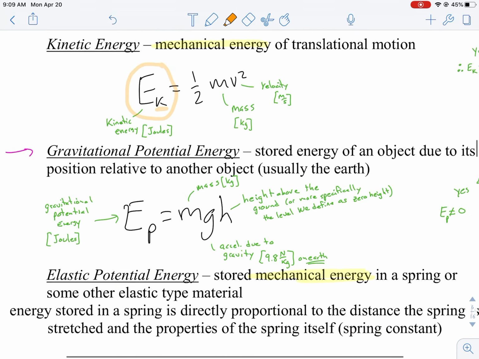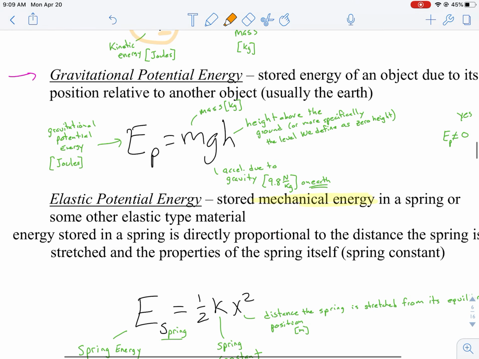The next type is gravitational potential energy, and basically this is mass times gravity times height. And by height here, we're referencing some level that we define as our zero height. Typically, we call this the ground. But again, that could be any level that we really define. It's sometimes what's convenient in a problem.